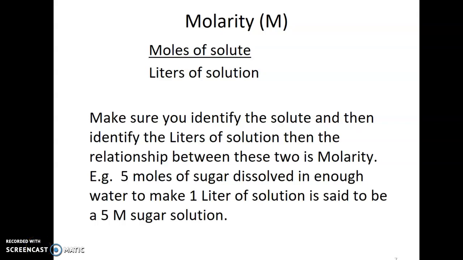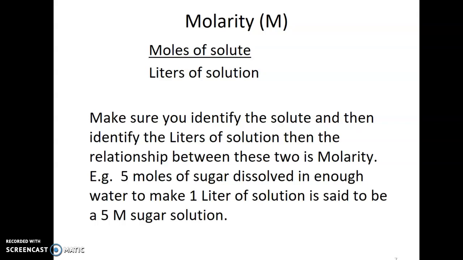Okay, the biggest way that we are going to measure concentration is called molarity. And that is really, really common. So we're going to focus a little bit more on this. By definition, molarity is moles of the solute, the thing that's being dissolved, divided by liters of solution.